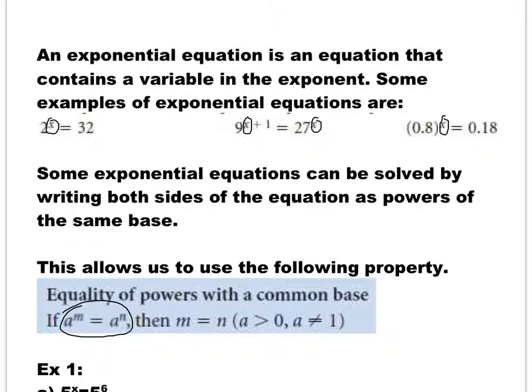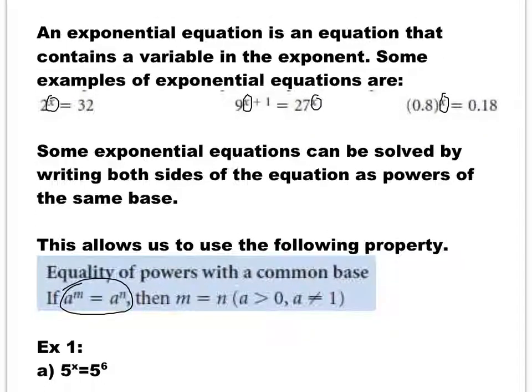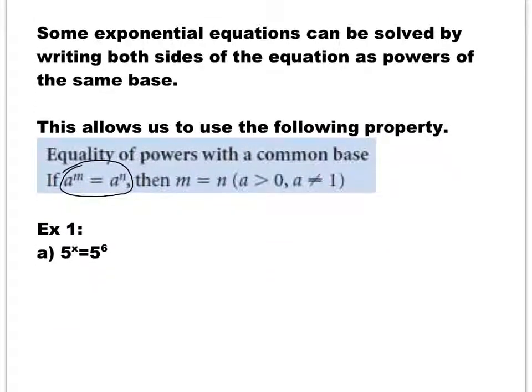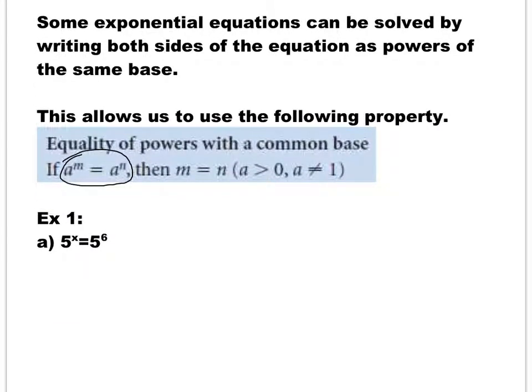Now we are going to go ahead and solve some of these equations. The first example is 5 exponent x is equal to 5 exponent 6. Since the bases are the same, equal to 5, this means that the exponents have to be equal. So x is equal to 6. Very simple.